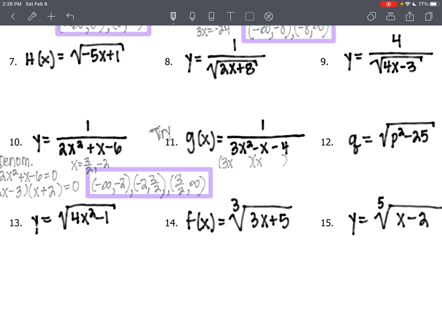Okay, welcome back. I got negative infinity to negative 1, negative 1 to 4/3, and then 4/3 to infinity.